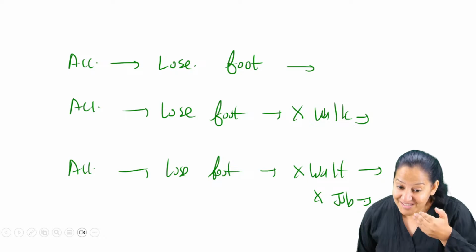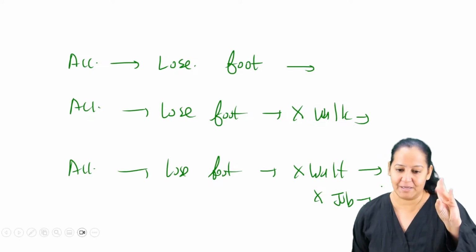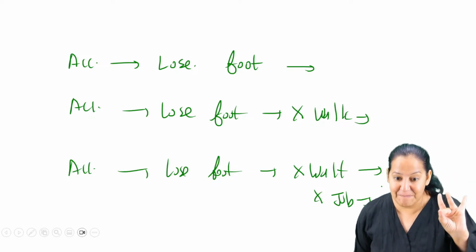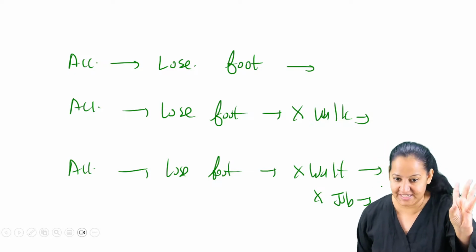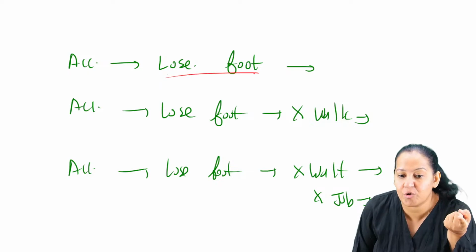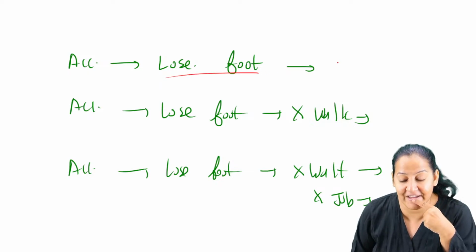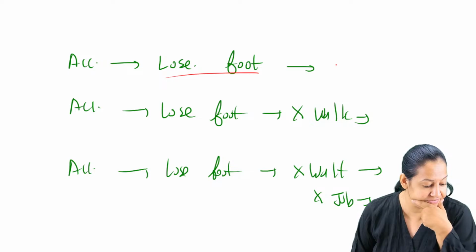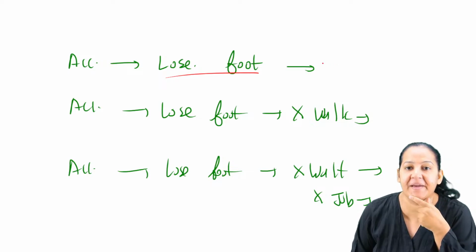So the three questions are different. Options will be the same, ABCD: disease, impairment, disability, handicap. So what will you choose? In the first, the person just loses an anatomical part. So I will say the person is having impairment.